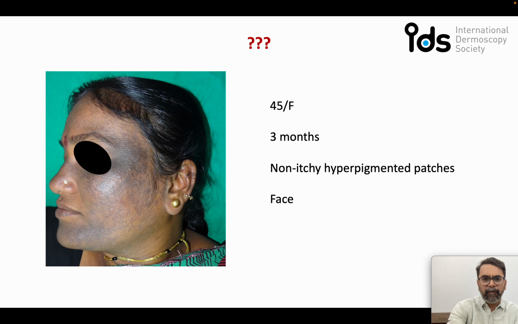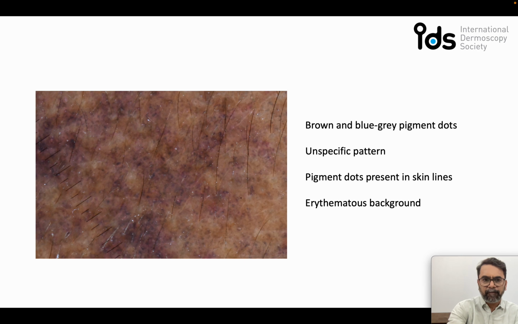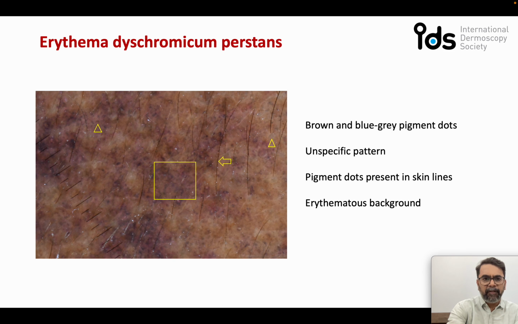So second case of facial pigmentation, this lady presented with non-itchy hyperpigmented patches on the entire face since 3 months. Dermoscopy revealed brown and blue-gray dots which were in unspecific patterns. Pigment dots were also present in the skin lines, and the background was erythematous. So this was a case of erythema dyschromicum perstans.